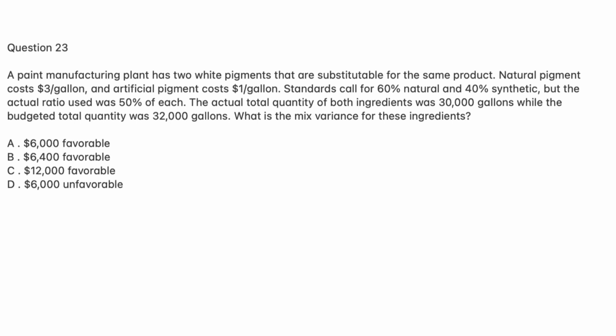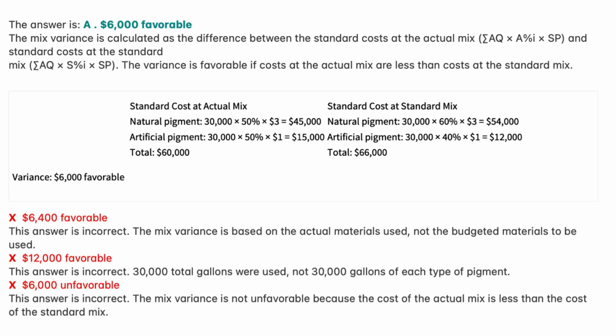A. $6,000 favorable. B. $6,400 favorable. C. $12,000 favorable. D. $6,000 unfavorable. The answer is A. $6,000 favorable. The mix variance is calculated as the difference between the standard costs at the actual mix, sigma AQ times A% i times SP, and standard costs at the standard mix, sigma AQ times S% i times SP. The variance is favorable if costs at the actual mix are less than costs at the standard mix.